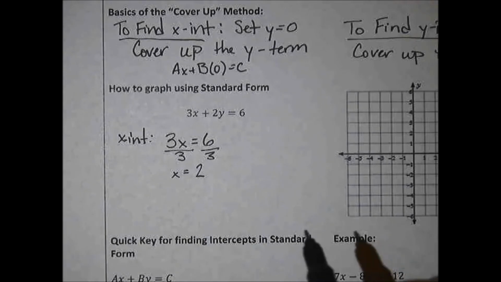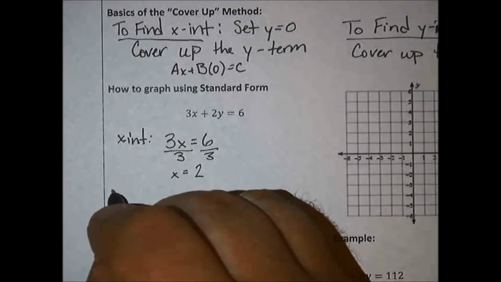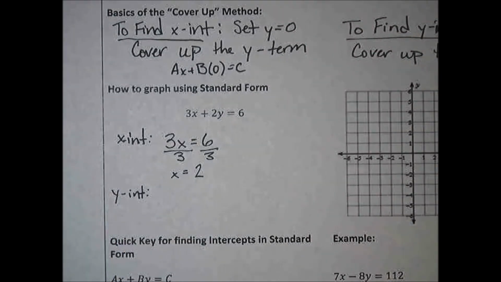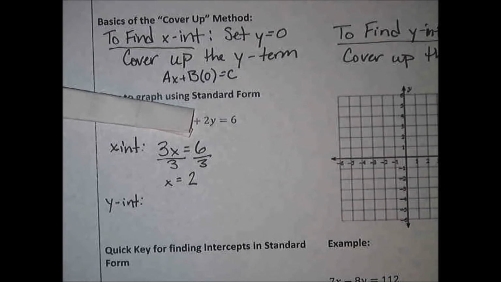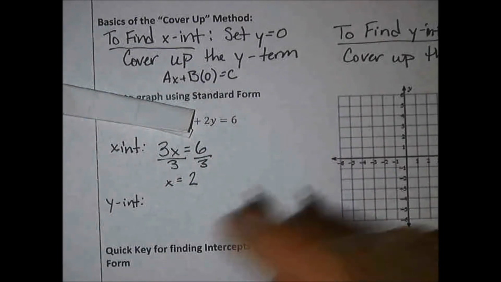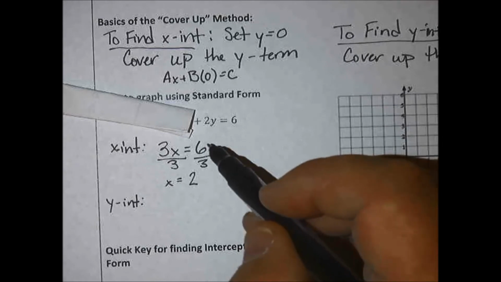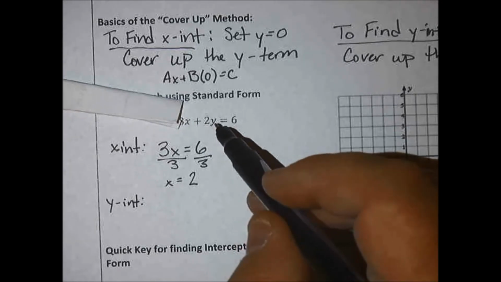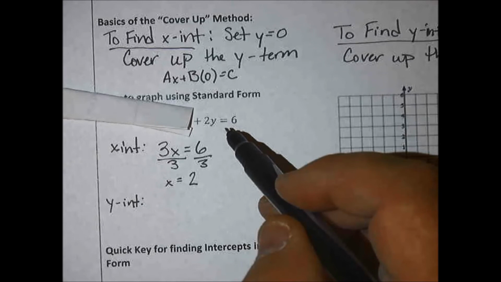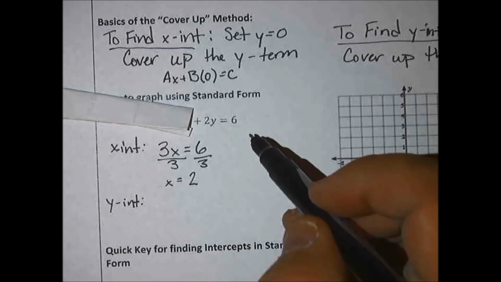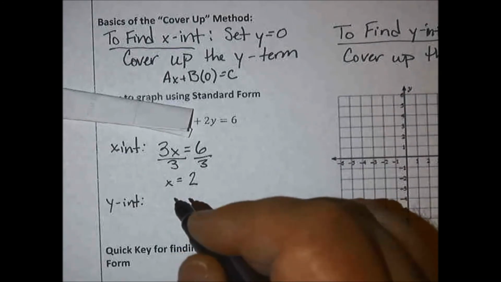Then to find the y-intercept, we'll find both the intercepts, then we'll graph using that method. To find the y-intercept, cover up the x term. Make sure that you do leave whatever sign goes with the variable. That's important. Sometimes that might be a minus sign, and that means it goes with the y. It doesn't go with the x, though. So negative 2y equals, why am I stuck on negatives?